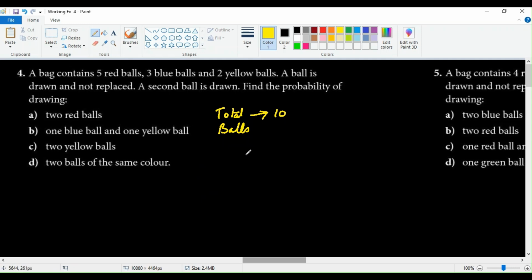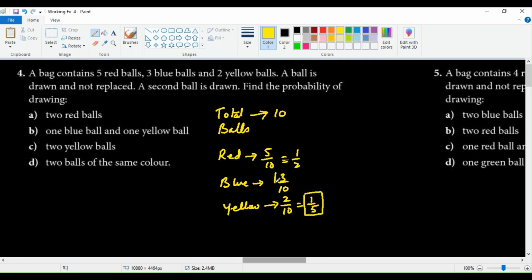To better understand this, the probability of having red is 5 out of 10 balls, that means 1 over 2. When it comes to blue, it's going to be 3 over 10, 3 out of 10 balls. And when it comes to yellow, it's going to be 2 over 10, or 1 over 5 as simplified. So keep these in your mind for solving this question.